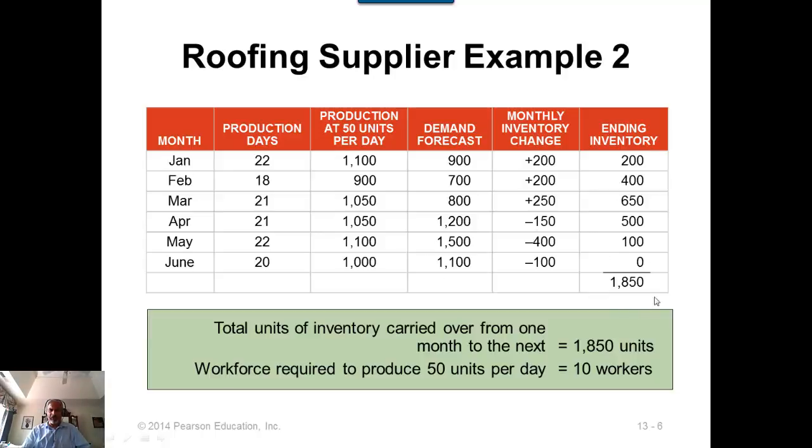So this is the amount of inventory for which you have to pay inventory carrying cost. So 1850 unit months, multiplied by the $5. And the workforce required to produce 50 units is 10 workers, because you need 1.6 hours to produce 1 unit and you have 8 hours a day. So 8 hours divided by 1.6 will give you how many units one worker will produce, and divide that into 50, you'll get 10 workers. We will work this out in just a few minutes.